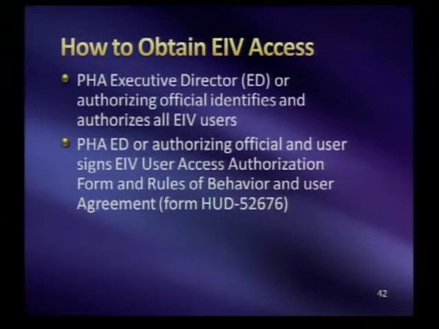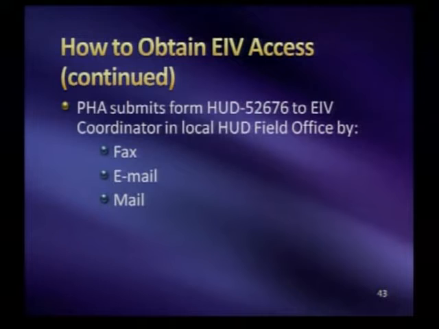The agency's executive director or supervisor, team leads, or whoever the ED has designated to authorize EIV system access will basically identify those individuals who should have access to the system. Those individuals will then complete the HUD Form 52676, which is the EIV User Access Authorization Form, Rules of Behavior and User Agreement document, which will be signed by the new user and signed by the supervisor or the executive director who's authorizing the individual to have access. And then you'll submit those HUD Forms 52676 to the EIV coordinator in your local HUD office.